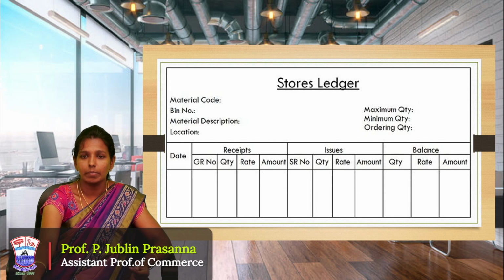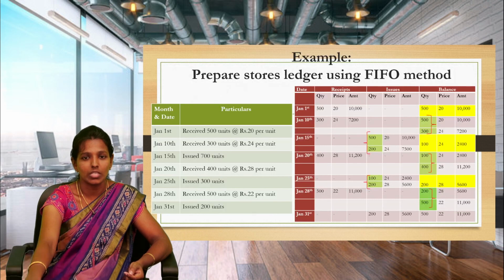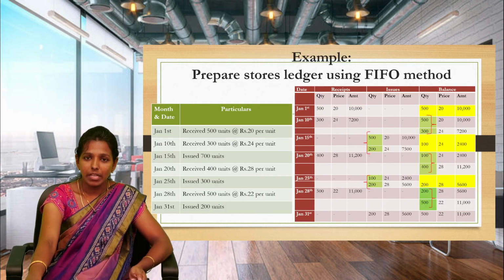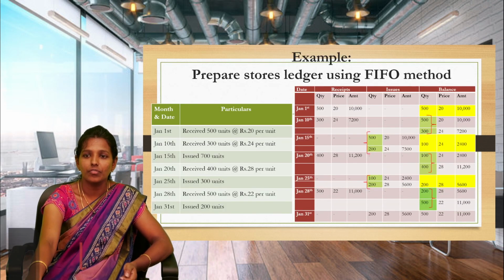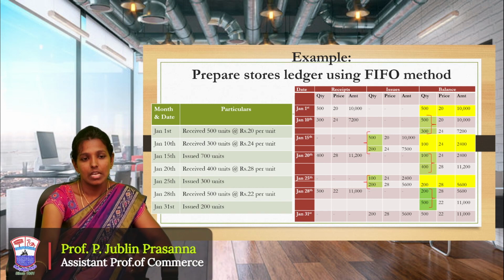So the date also will be given, the quantity, the rate and the amount will be mentioned in the stores ledger. So I would like to explain to you with a short example for the FIFO method. What is received first will be issued first. My problem tells how many receipts there are: January 1st, January 10th, January 20 and January 28. There are 4 receipts, and the others remain to be the issue section.